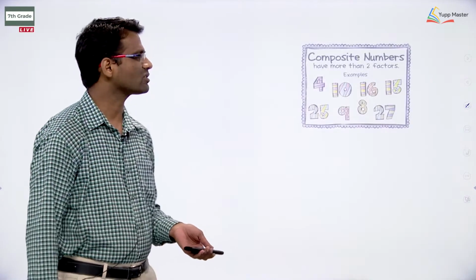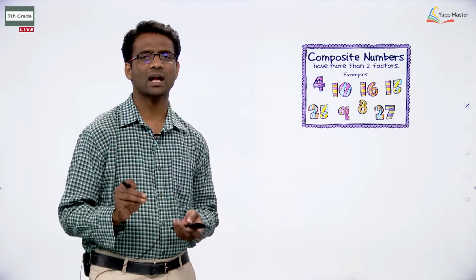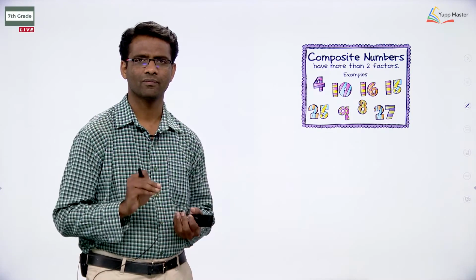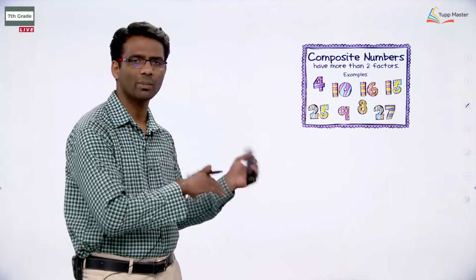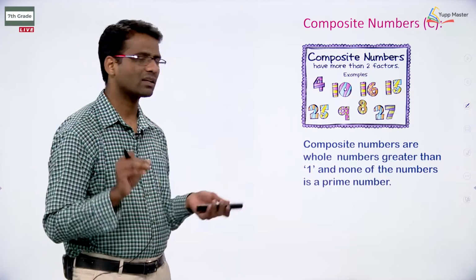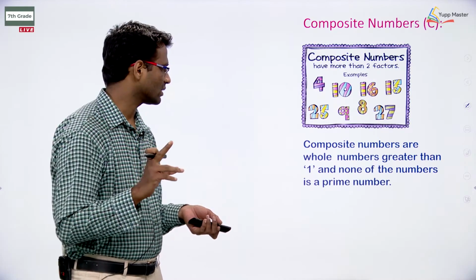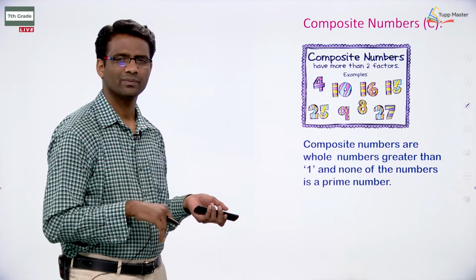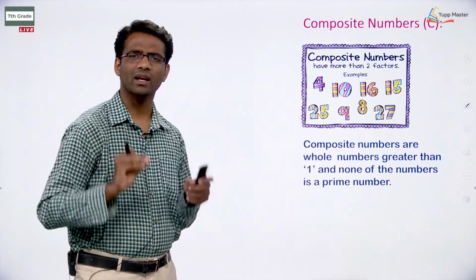Now see here, next is composite numbers. What do you mean by composite numbers? Composite numbers are those numbers which have factors other than 1 and itself. What does it mean? Whatever words I have told you, what did you understand? Let us elaborate. Composite numbers are whole numbers greater than 1 and not prime, having more than 2 factors. They have told some new definition. In simple language, which we can remember, see here.